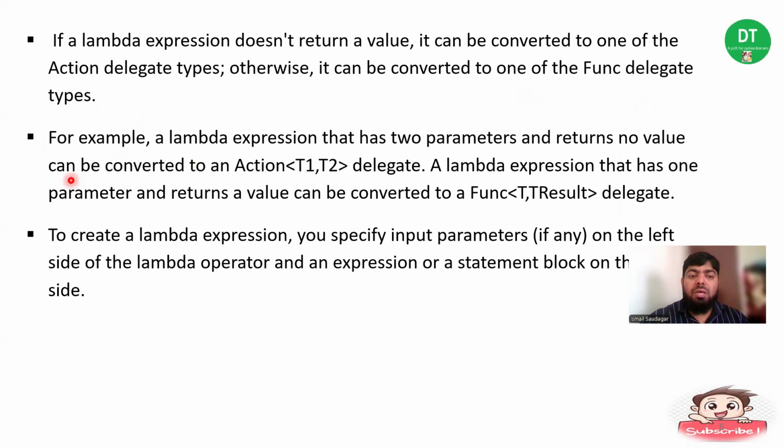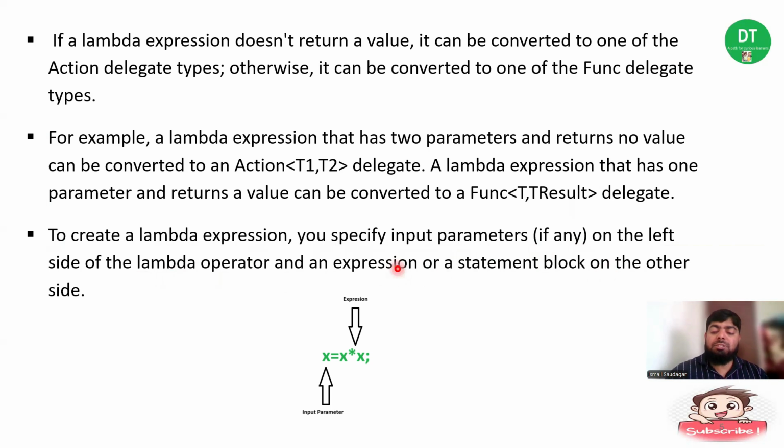For example, a lambda expression that has two parameters and returns no value can be converted to an Action<T1, T2> delegate. Here T1 and T2 are the input parameters. A lambda expression that has one parameter and returns a value can be converted to a Func<T, TResult>. Here T is the input parameter and TResult is the return value. To create a lambda expression, you specify input parameters on the left side of the lambda operator and an expression or a statement block on the other side, as we have already discussed.